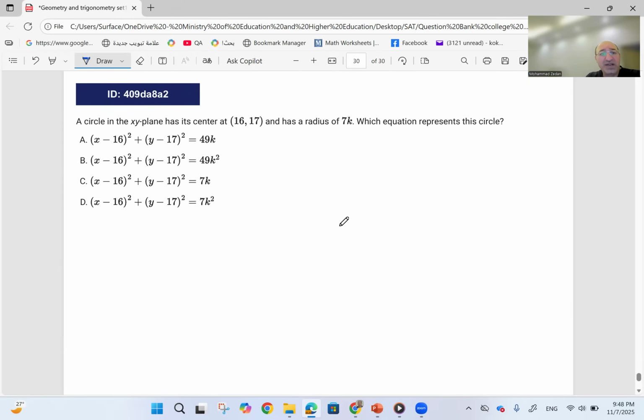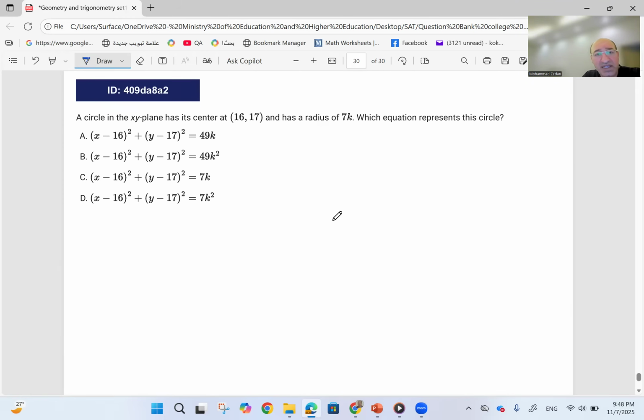And the last question: a circle in the xy plane, with center (16, 17), has a radius of 7k. Which equation represents the circle? You know that the center-radius form tells us the equation of the circle is x minus 16 all squared plus y minus 17 all squared equals 7k squared. So the correct answer is B: x minus 16 all squared plus y minus 17 all squared equals 49k squared.